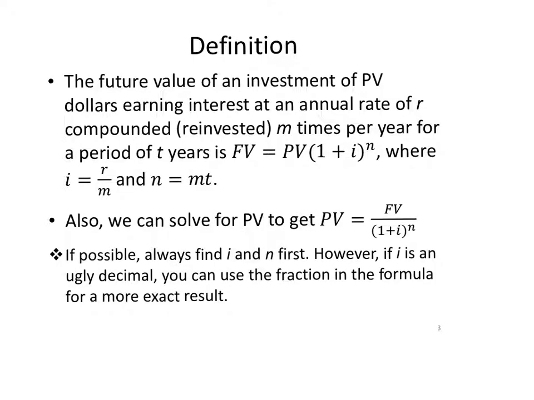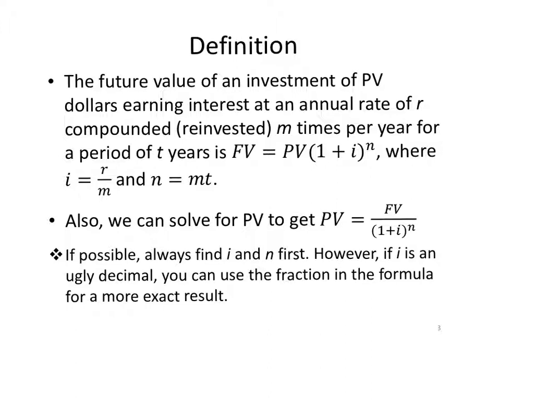Let's talk about compound interest and start with a definition. The future value of an investment of PV dollars earning interest at an annual rate of R compounded, also known as reinvested, M times per year for a period of T years is FV equals PV times 1 plus I to the N power, where I is R over M and N equals M times T.